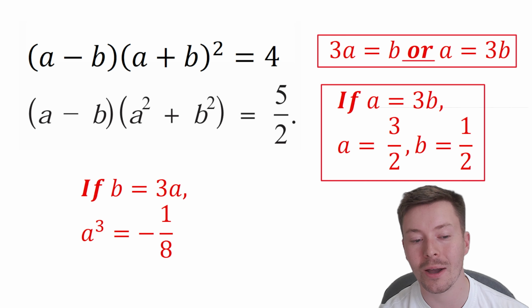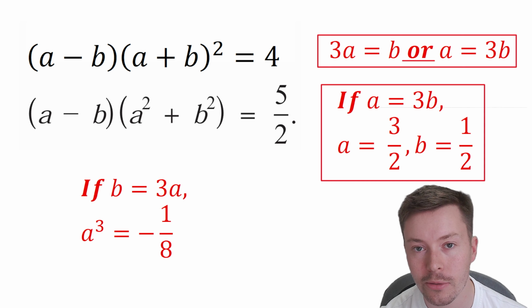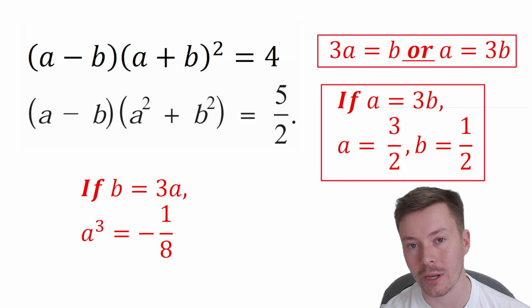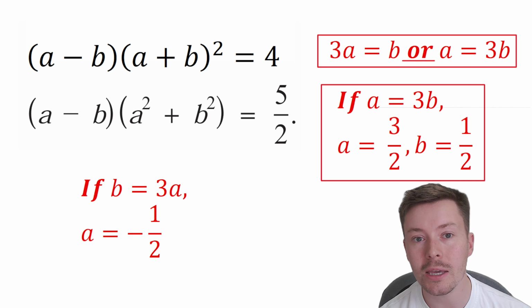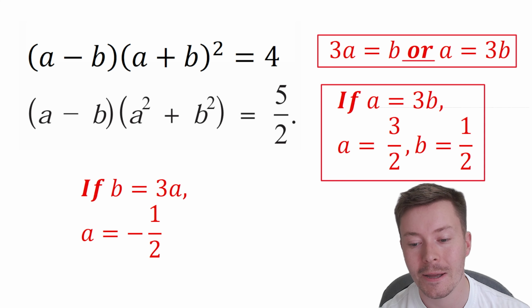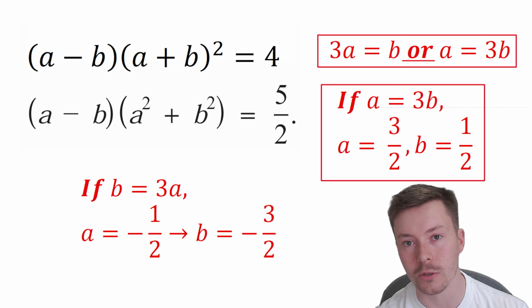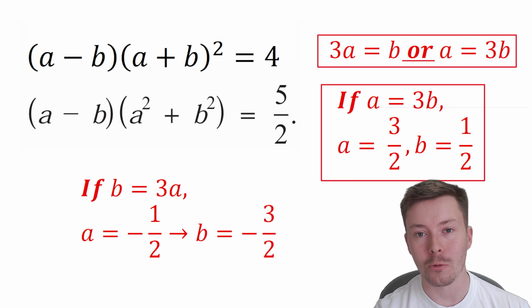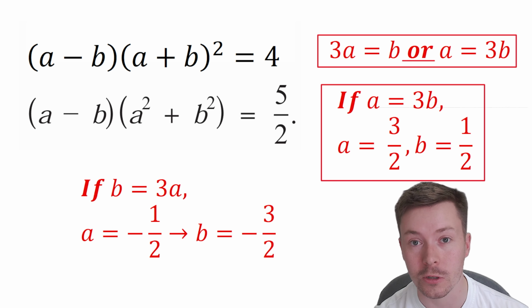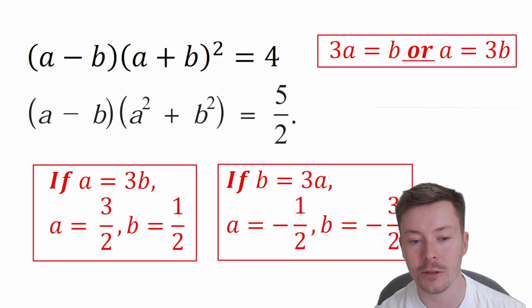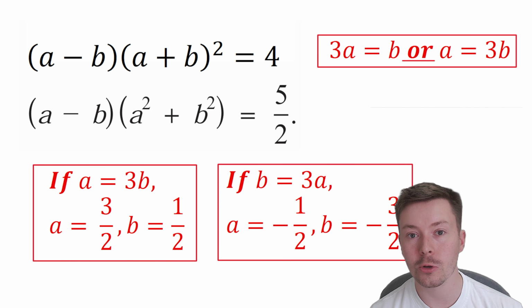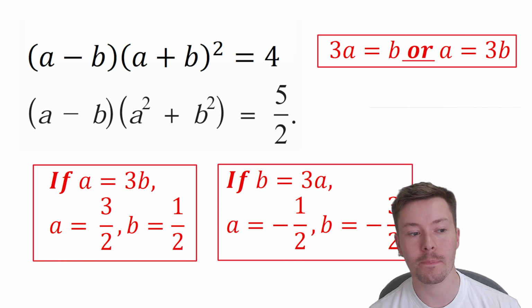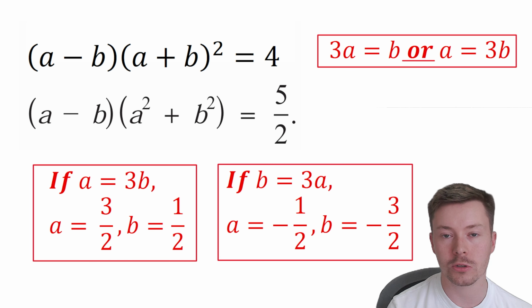Divide by negative 32, and we get a cubed is equal to negative an eighth. And then we're going to cube root that, and we're going to get a is equal to minus a half. And just like we did before, we know in this scenario b is equal to 3a. So if a is minus a half, b is 3 times that, b is going to be negative 3 over 2. Okay, so we've worked out all the solutions with both scenarios there. So our final answers here are a is 3 over 2, b is a half. Or the other solution that would work is a is minus a half and b is minus 3 over 2.